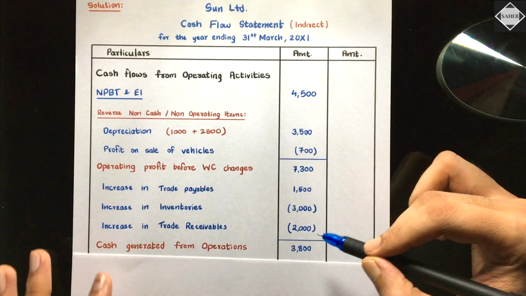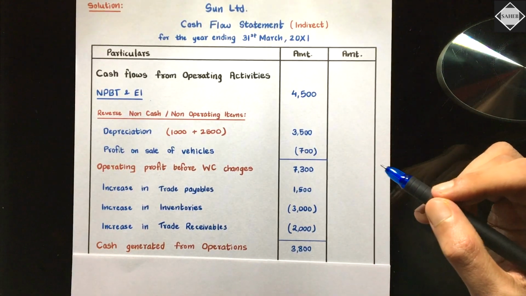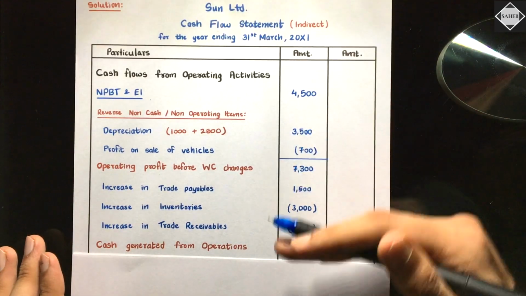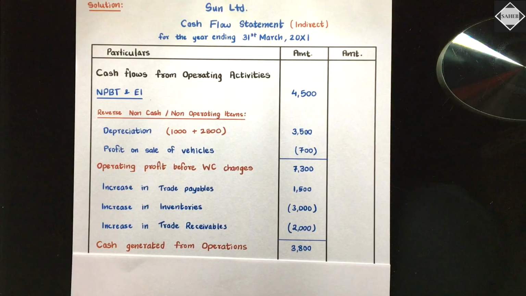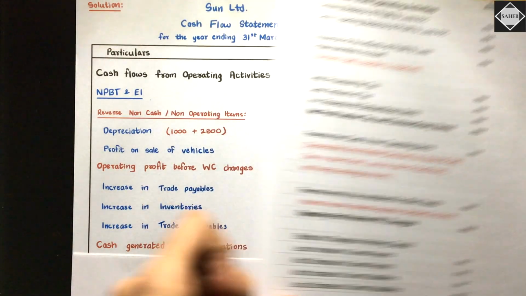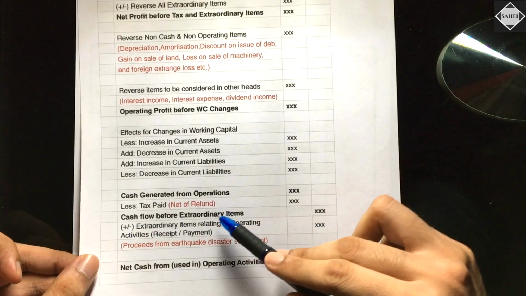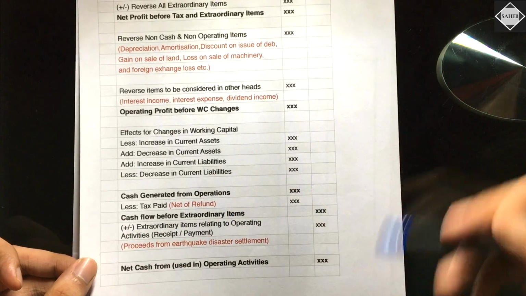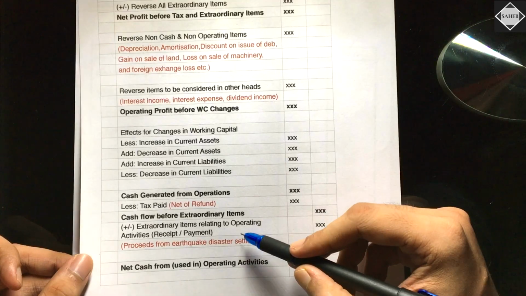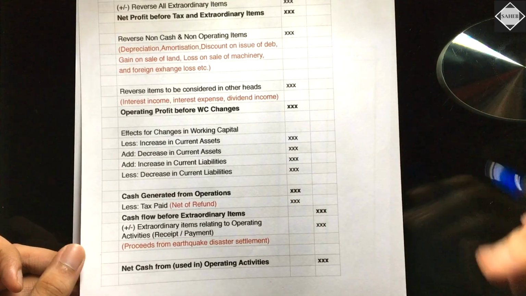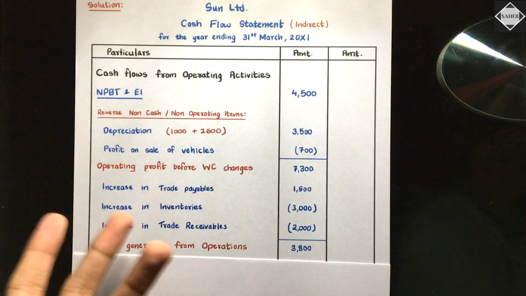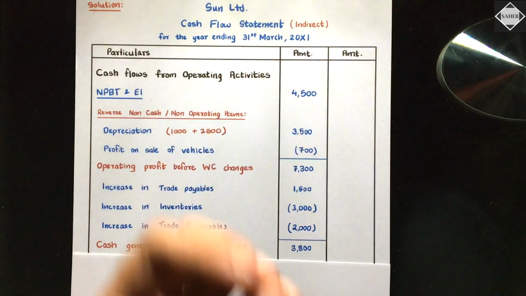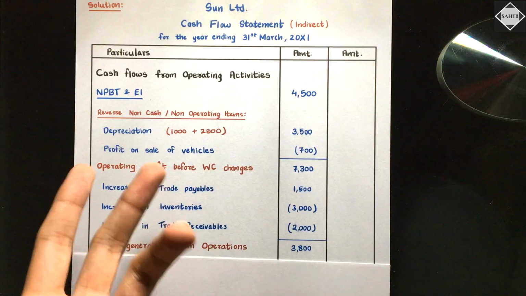This is cash generated from operations. After working capital changes, this is what you get, cash generated from operations. Now you have to subtract the tax paid. You all remember, right? Tax paid, net of refund, you have to take. And then if there is any extraordinary item, that also you have to consider here. Add or subtract depending on the question, on what kind of extraordinary item you have. If it is causing an inflow, you will add it. If it is causing an outflow, you will subtract it. That's how simple it is.